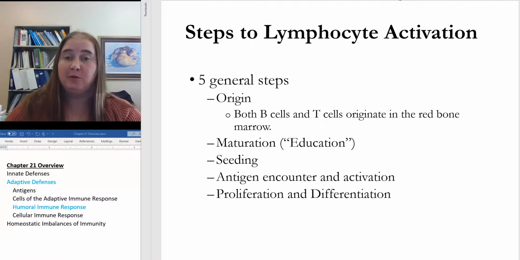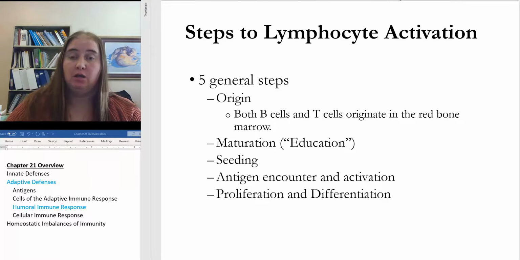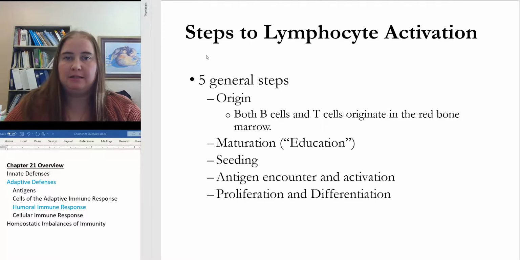So the next thing we're going to talk about is essentially how our lymphocytes become activated. Our lymphocytes go through a stepwise process of essentially being able to carry out the functions that they carry out. But before they can do that, they have to go through a very, very rigorous process that involves 5 major steps.